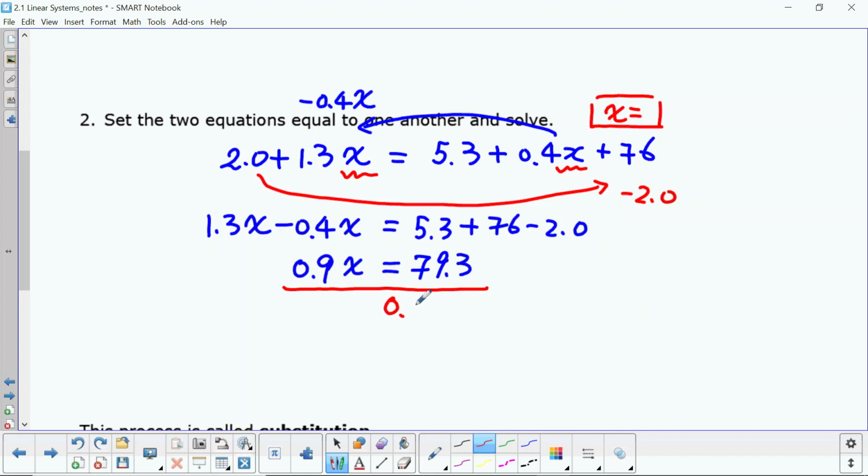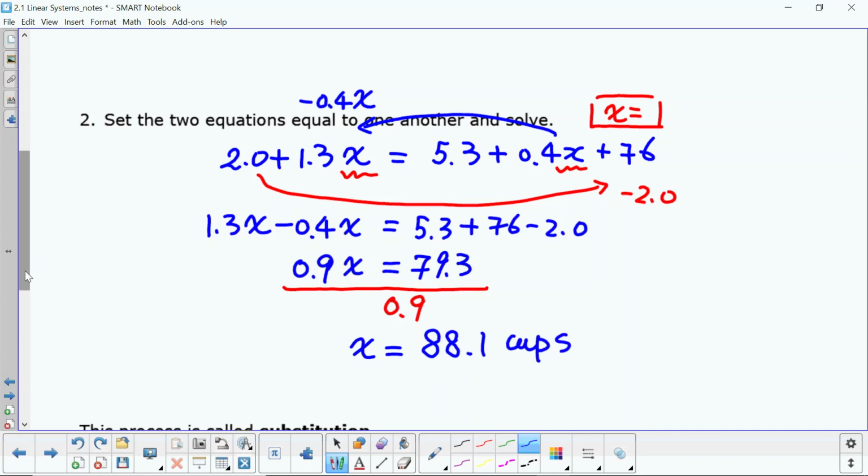You are going to do the opposite operation. 0.9 divided by 0.9, you will have 1x. And 79.3 divided by 0.9, you do the calculation, it will give you 88.1 cups.